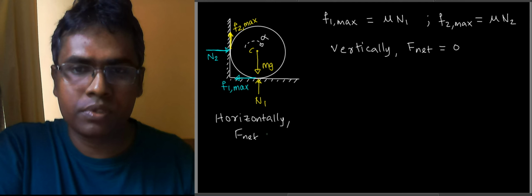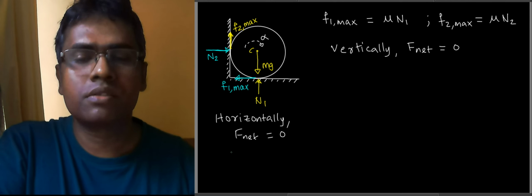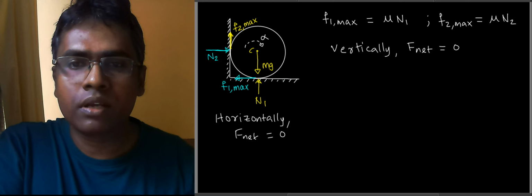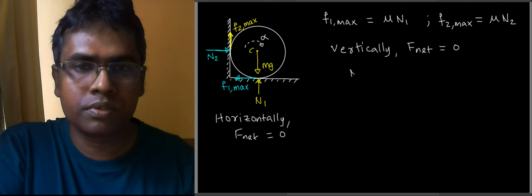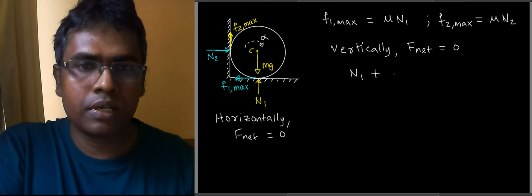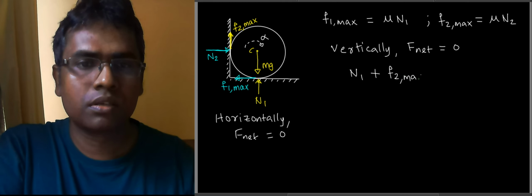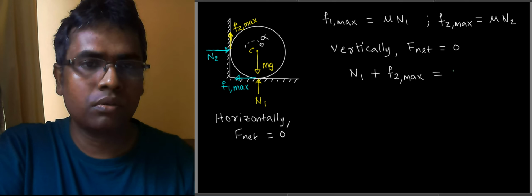The net force on the cylinder is 0. Now look at the vertical forces. In the downward direction I have only mg, and in the upward direction I have the normal force N1 plus this F2 max. This is equal to mg.